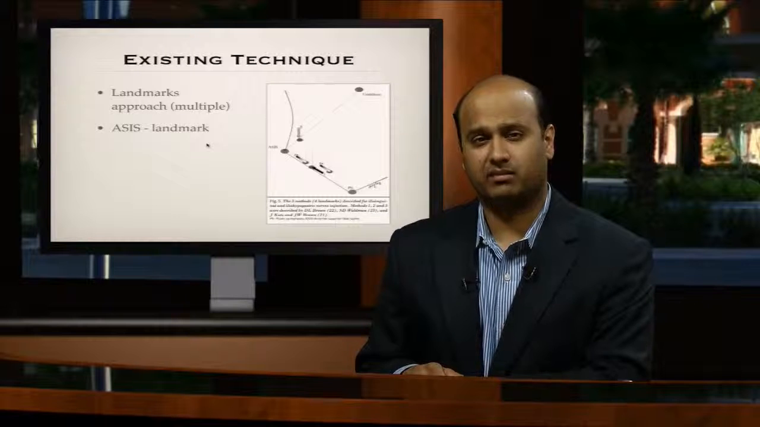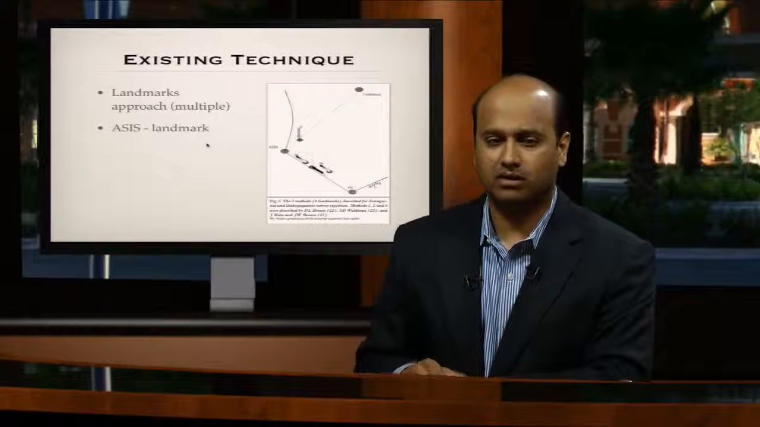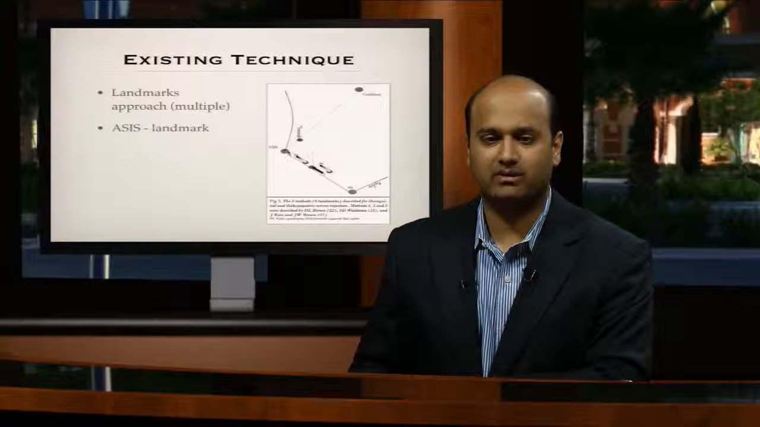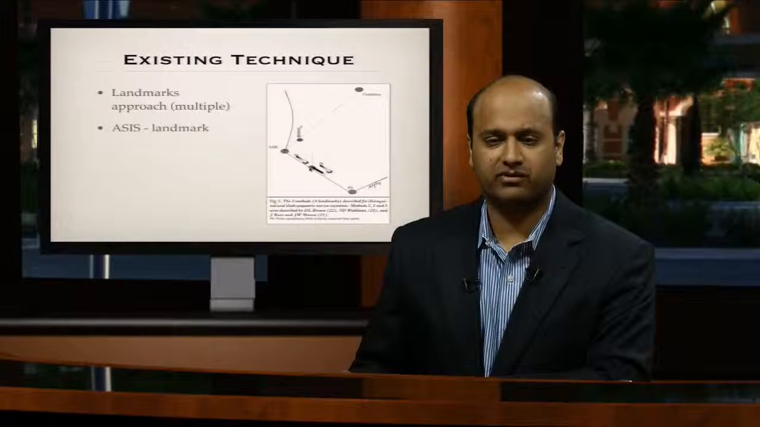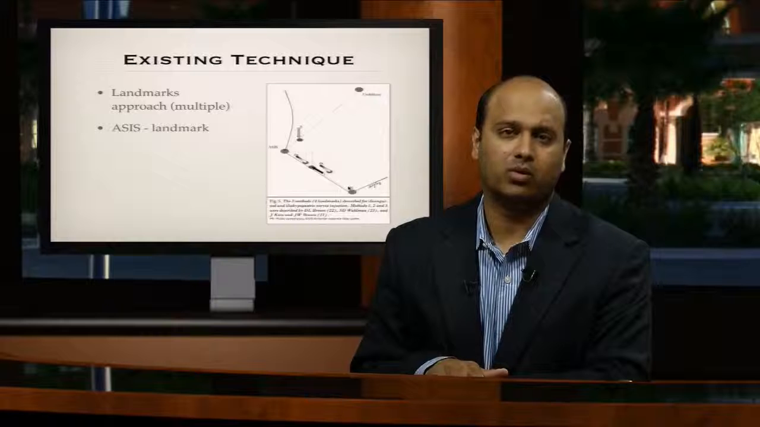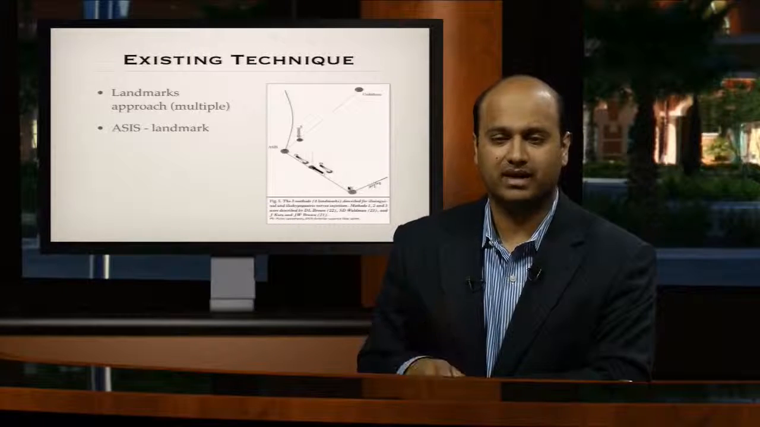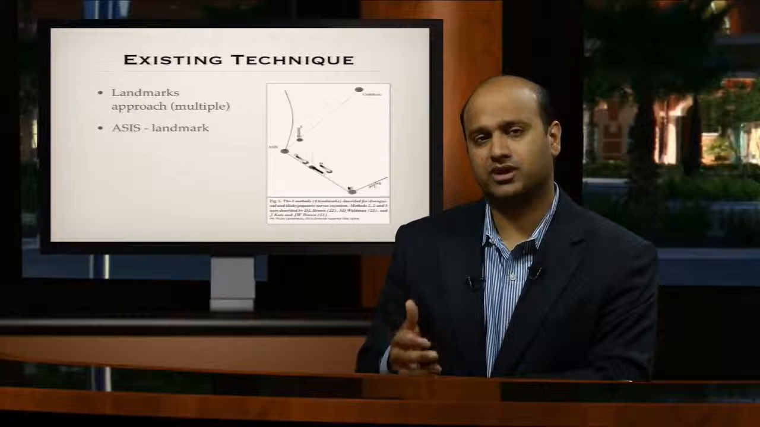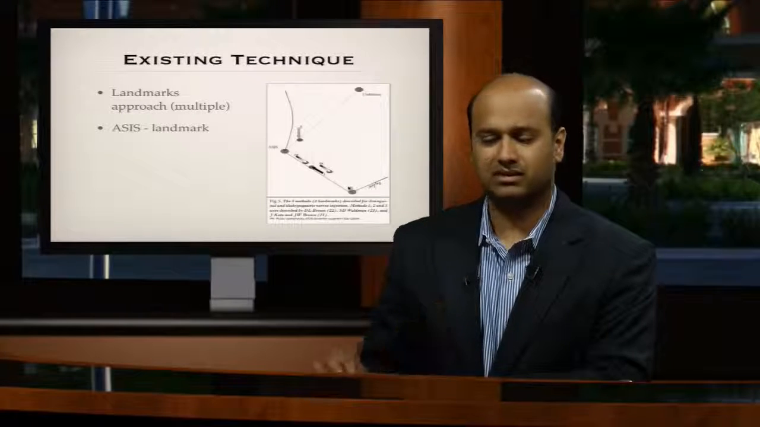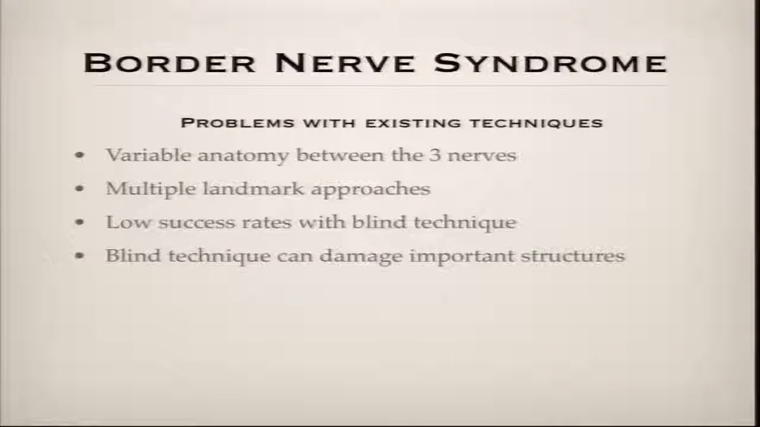There's a variety of landmark approaches that have been described. They all use the ASIS as one of the landmarks, but there's a variety of measurements from that point that are used to describe where the injection should go. At the end of the day, it's an inaccurate injection, and when you're injecting more toxic substances, this can be a problem. There's a variability in anatomy between structures, and the multiple landmark approach creates confusion for how to best do this procedure. The success rate is always a problem as well with these blind techniques.